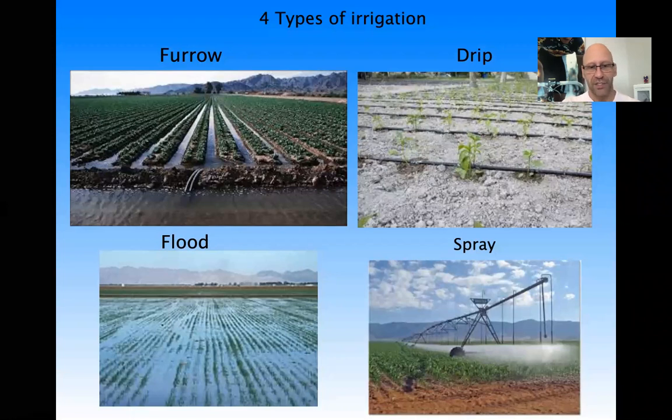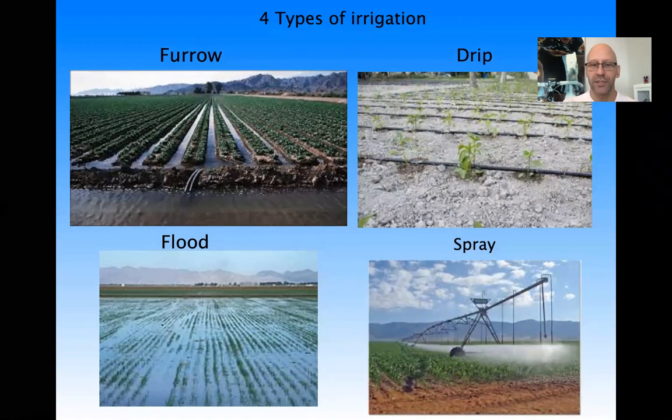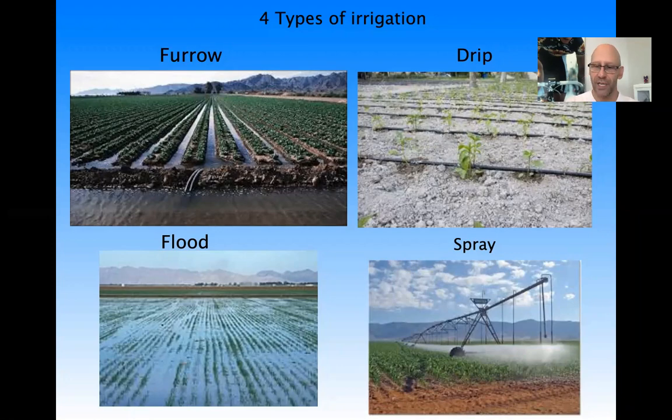The flood is a similar process, but instead of having furrows, you just flood the entire field. The flood is mostly dependent on the type of plant you're growing. Some plants can handle a flood, some can't. But all of these are examples of irrigation.